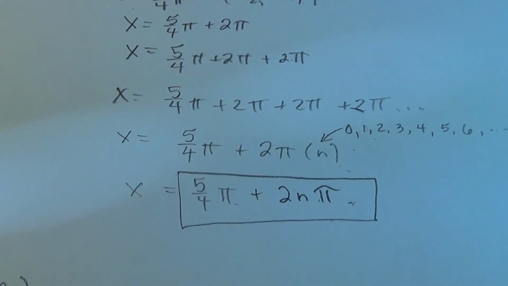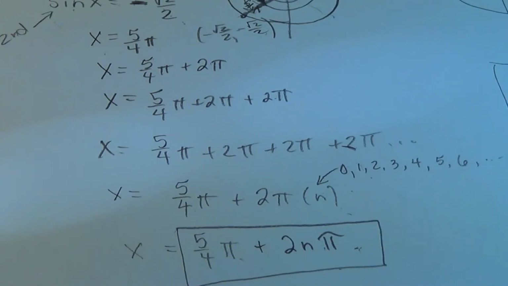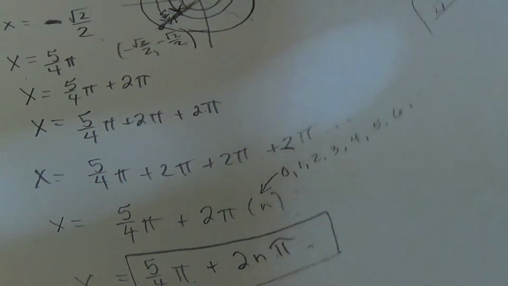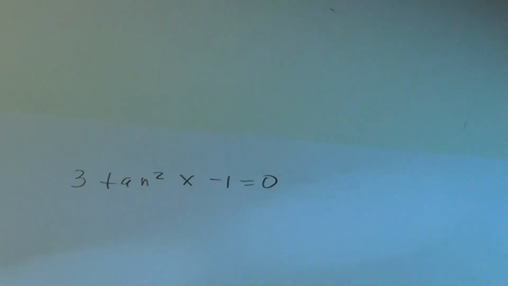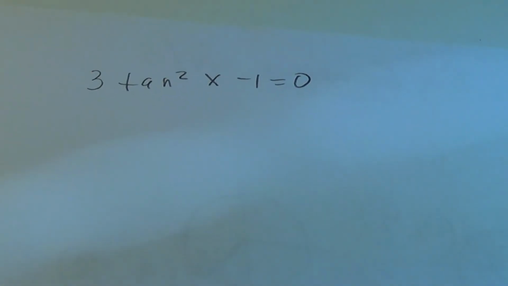All right, so that's the first one. Let's look at our second one. I think I'll turn the paper over, because with the drawings and all, I like to spread out. Feel free to stop that if you need to and get all the juicy morsels down. All right, let's look at this one. 3 tangent squared x minus 1 equals 0.